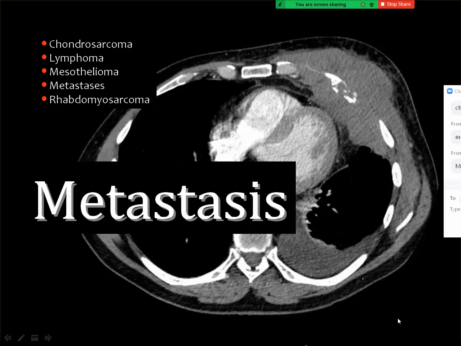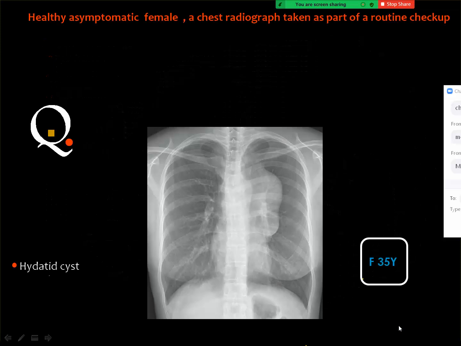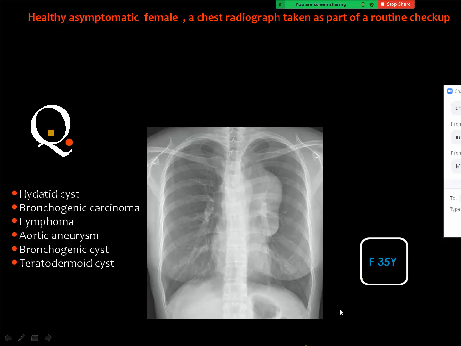Then the association of pleural effusion can fit for all these possibilities. This is not mesothelioma, and the chondrosarcoma, the lesion does not contain matrix calcification, and this is just destruction of the rib. And the first possibility should be metastasis.